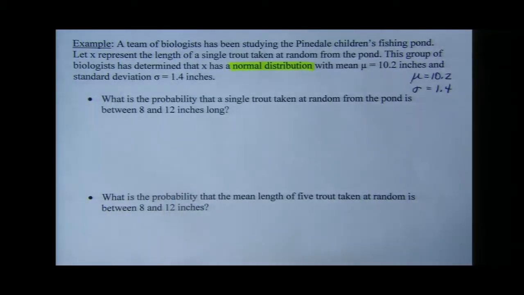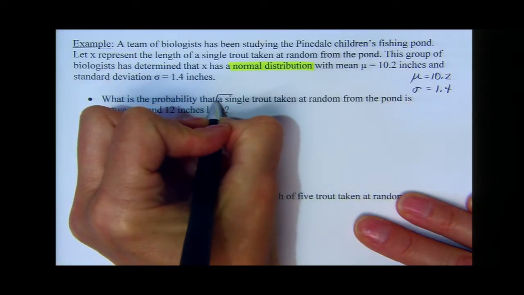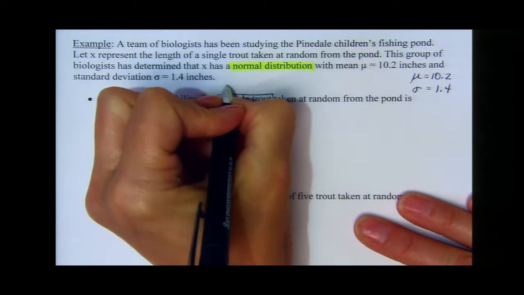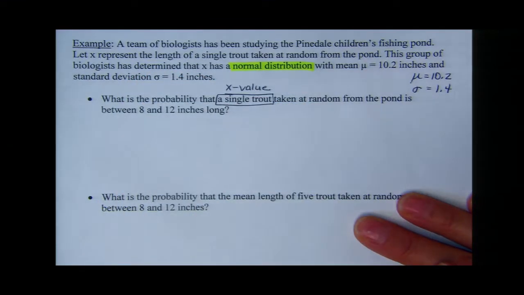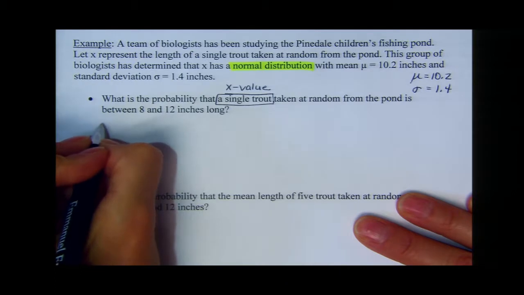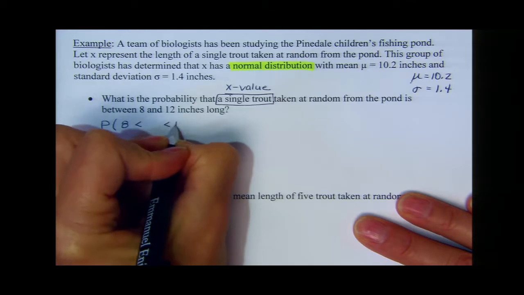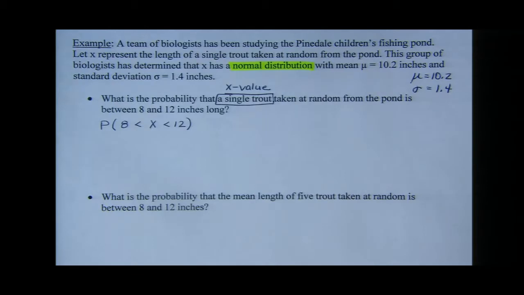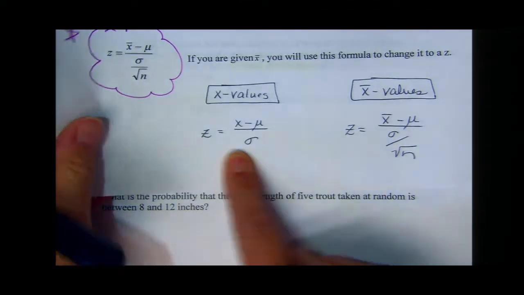All right, here are some things that you need to definitely pay attention to. What is the probability that a single trout, that means one fish, this is an X value. That is so important to recognize, because now when I find what is the probability that it is between 8 and 12 inches, this is an X value. Well, that is important, because when we deal with X values, we use this Z formula.